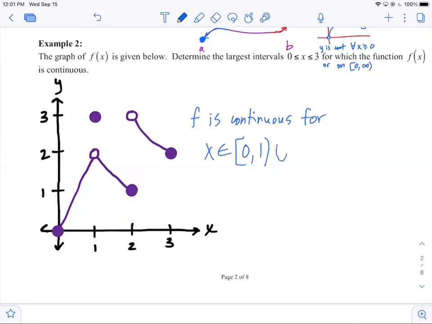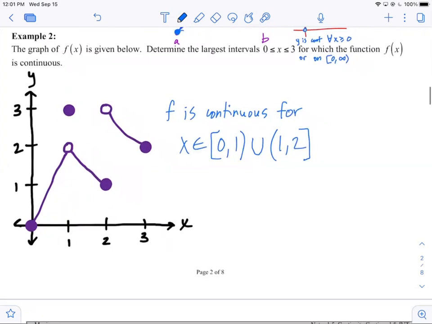Then I'm going to put union, and then I go to the next open interval, which looks like it spans from 1 to 2. And then I do the same thing. Now I consider the endpoints. Can I include 1 as a left endpoint? No, it still goes into an open circle. Can I include 2 as a right endpoint? Yes, I can. Bracket. Union. I pick back up. The next open interval is from 2 to 3.